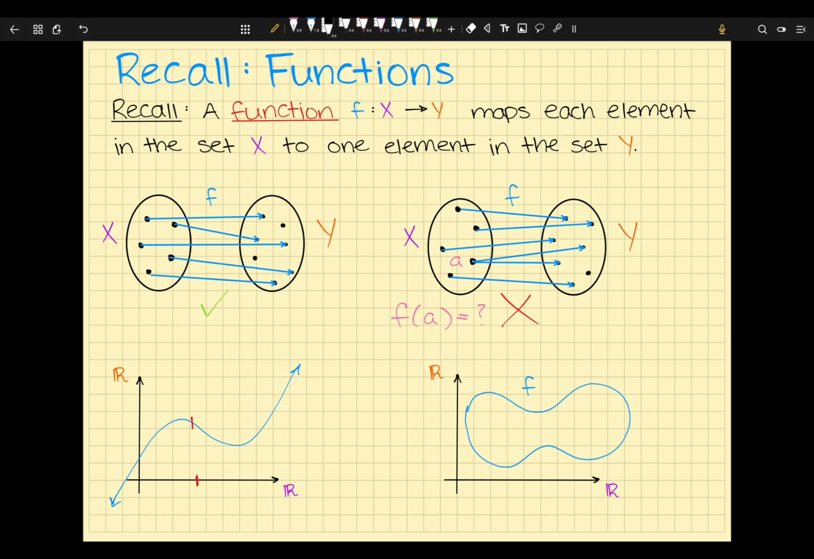So if I drop down a vertical line, my vertical line should only touch one thing. If it touches two things, then it's not a function. So if we look at our figure on the right side, we see that if we do our vertical line test, our vertical line touches in two places, meaning that this point on the x-axis gets mapped to two things, which makes this not a function. So not a function here, but good function there.